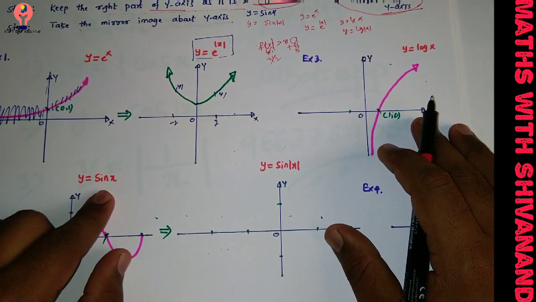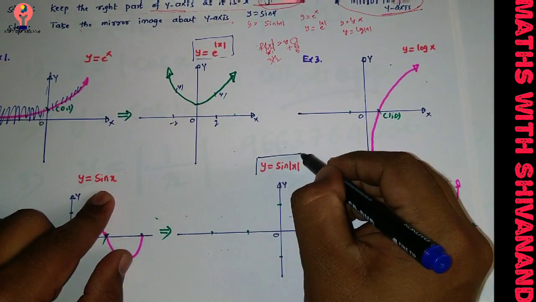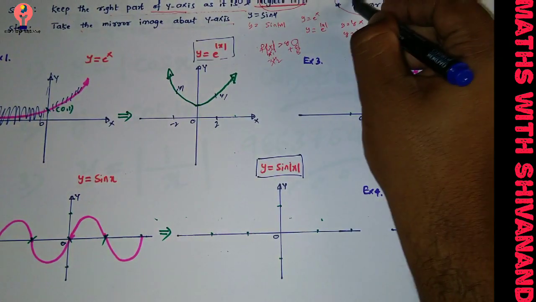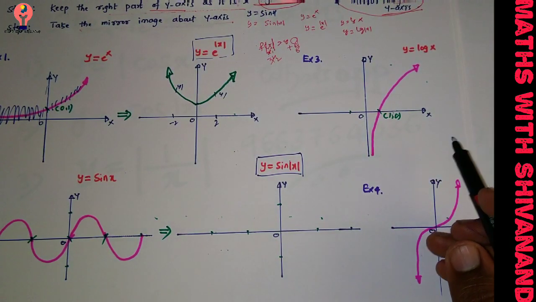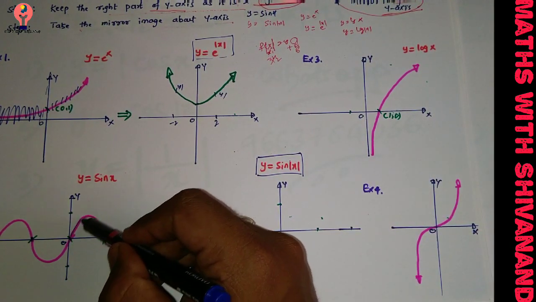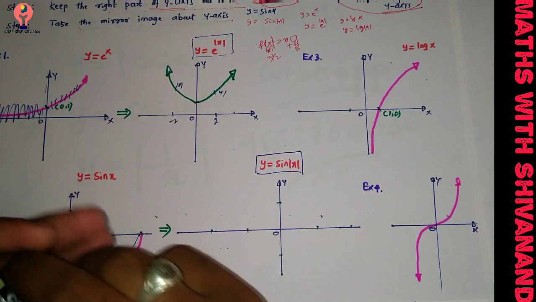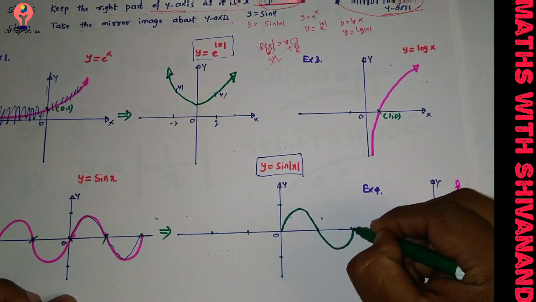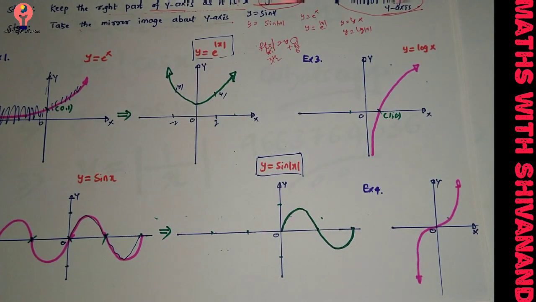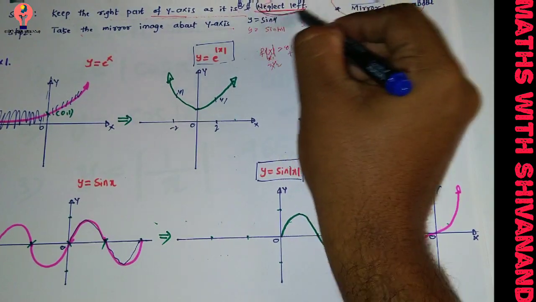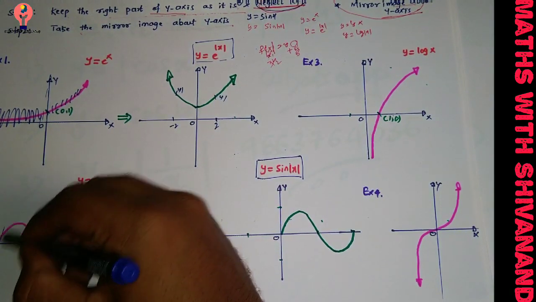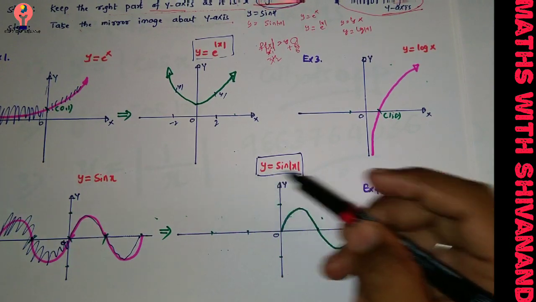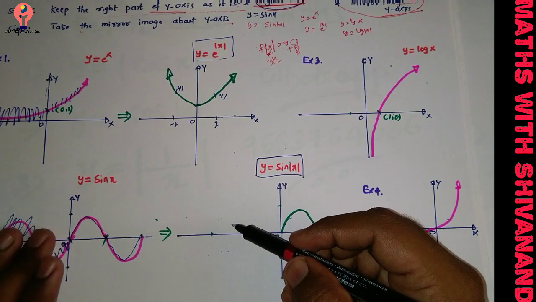So y is equal to sin x is a curve. Now my task is to draw y is equal to sin mod x. The first one, the right part of the graph, should be retained the same. I will draw the right part first. The right part of the graph remains the same. Very good, kids. Now, one more, neglect the left part, this has to be neglected. Simply delete this here. The right part is the same, neglect the left part of the y-axis.